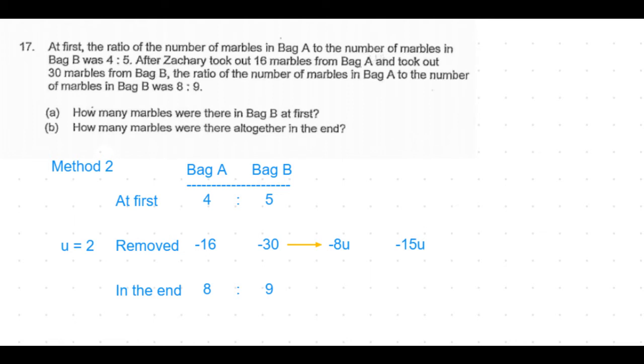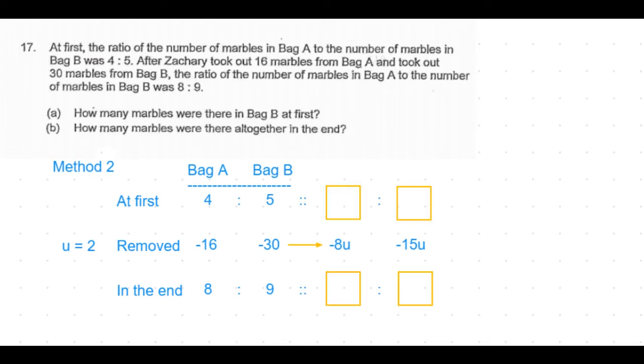Likewise, removing 30 marbles can be represented as removing 15 units. Now, after removing 8 units and 15 units, we need to have the before ratio as 4 is to 5 and after ratio as 8 is to 9. We have to maintain those ratios. Now we have to find out what numbers, not number of units, would satisfy that equation.